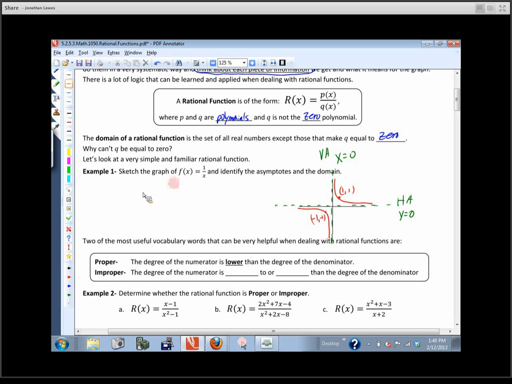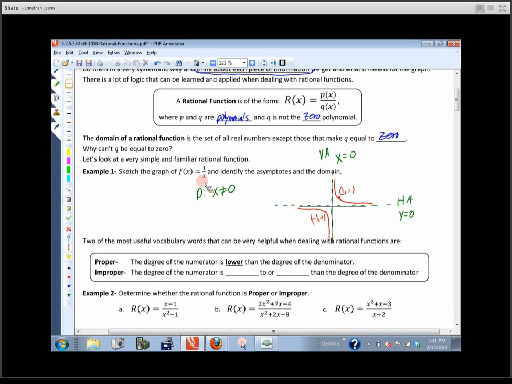So it says sketch the graph. There's a really good graph. We've identified the asymptotes and we want to talk about the domain. What's the domain on this one? Okay, everything except for 0. Anything else is okay, but 0 happens to be the one number that would make the bottom equal to 0. So we've got to throw that out. We said that's not in the domain. Okay, are there any questions?